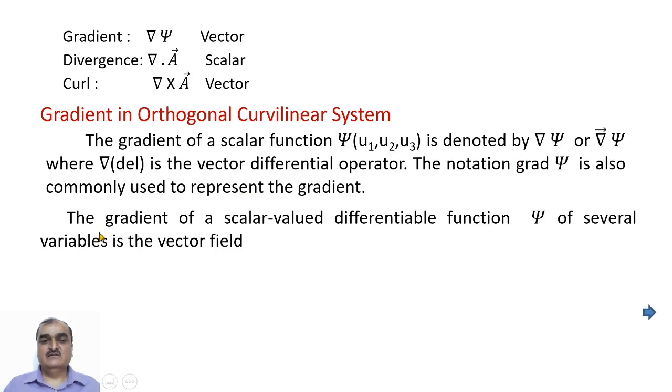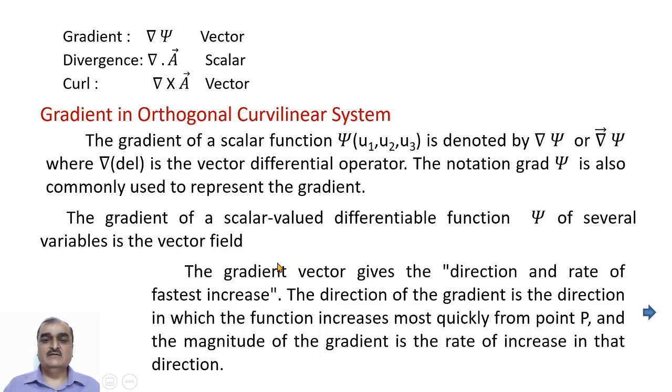Then what is gradient? The gradient of a scalar valued differentiable function psi of several variables is a vector field. That is, when this del operator operates on scalar function psi, then the resultant is a vector field. Then what does gradient represent, or what is the physical significance of gradient? The gradient vector gives the direction and the rate of fastest increase of the scalar function.